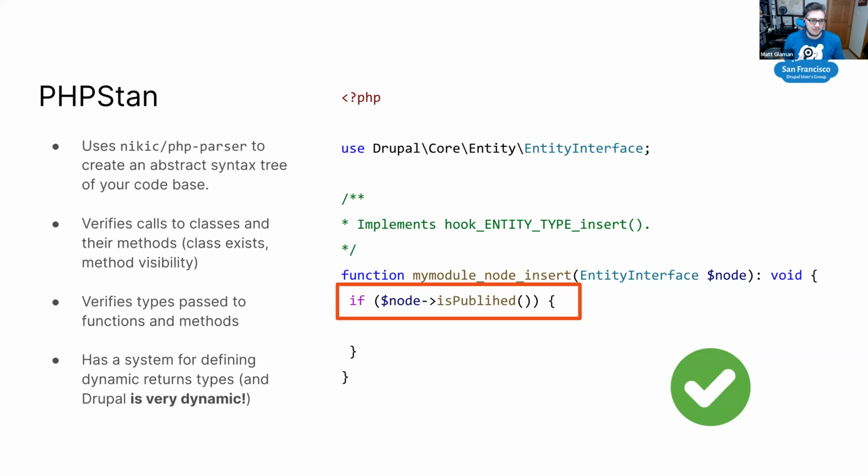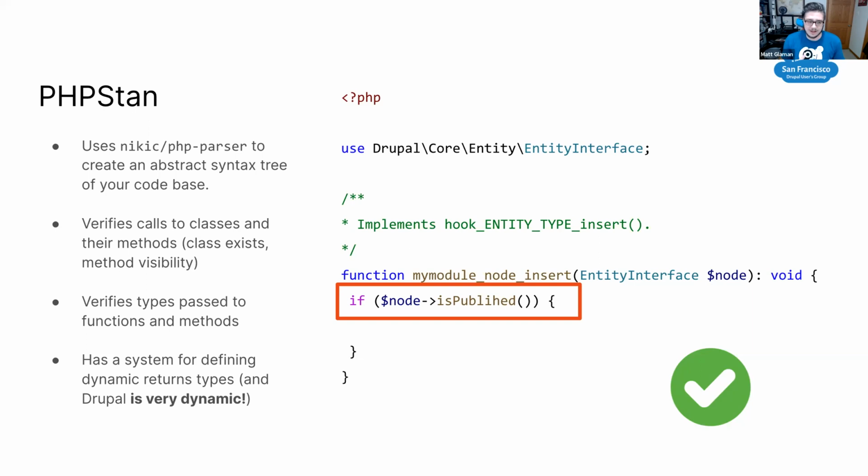PHPStan uses the PHP parser library to create an abstract syntax tree whenever it scans. That's also what Psalm uses. The cool part is that it verifies calls to classes and their methods. So if a class exists, and you're calling a method that exists, or maybe you're calling a private or protected method, so you're not actually allowed to, it can warn you about that.